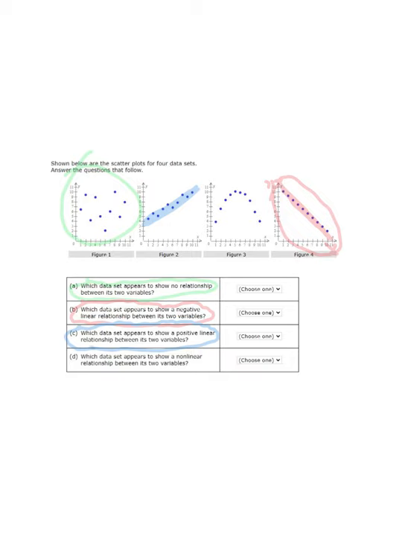And lastly, which data set appears to show a nonlinear relationship? Now, that's different from what I said up here. This is no relationship. There is a relationship going on here between these points. It's not a linear relationship, but there's some kind of relationship. In this case, it's a parabolic relationship. But it's definitely, there is a relationship. There is a pattern to this. It's just not linear. So that's what I'd go with on that one.